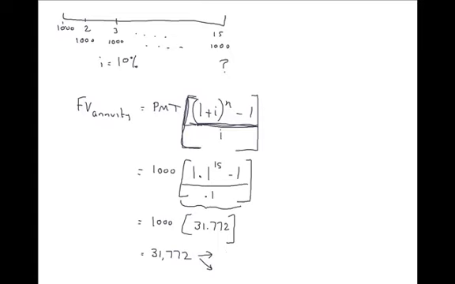And we could break that down into interest earned. I know if I didn't earn any interest at all and I'm making 15 payments of $1,000, that's going to be the amount I contributed, which is $15,000. So the difference of $16,772 has to be the interest earned. So you can see it's earning a pretty good amount of interest.